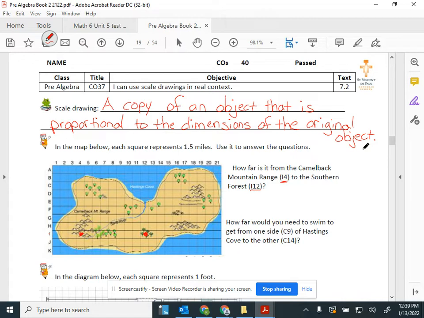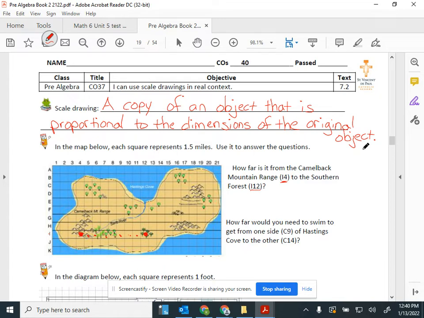11.5. It's not 11.5. It's 10. What do you think, Briggs? 12 miles. How did you get that, Briggs? Because there are 8 spaces between 4 and 12. So we have 1, 2, 3, 4, 5, 6, 7, 8. So we started right here and we counted to the next square, and there were 8 squares. I did 1.5 times 7. Yeah, but it's not 7.